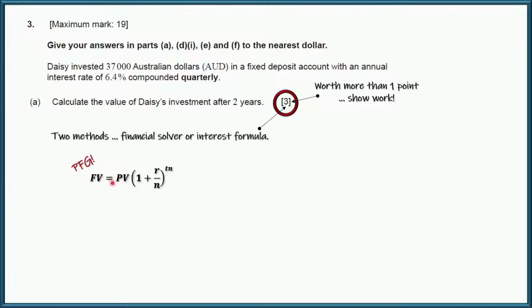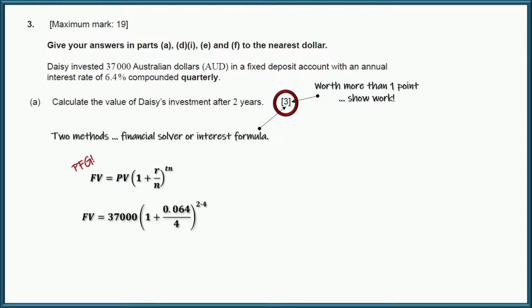So future value is equal to the principal times (1 plus r over n) to the nt. All right, that's our formula for compound interest. That is in your booklet, but you should know it. You should write it down every single time just like this. You get 3 points, so write down the formula.